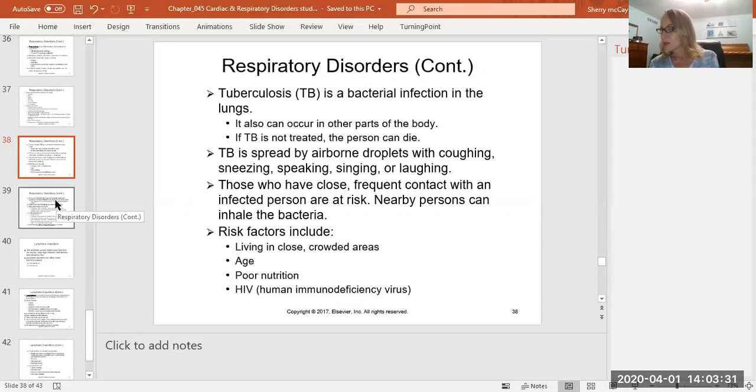All right. Tuberculosis is a bacterial infection in the lungs. It also occurs in other body parts. If TB is not treated, the person can die. TB is spread by airborne droplets with coughing, sneezing, speaking, singing, or laughing. Those who have close, frequent contact with an infected person are at risk; nearby persons can inhale the bacteria. Risk factors include living in close, crowded areas, age, poor nutrition, and HIV.